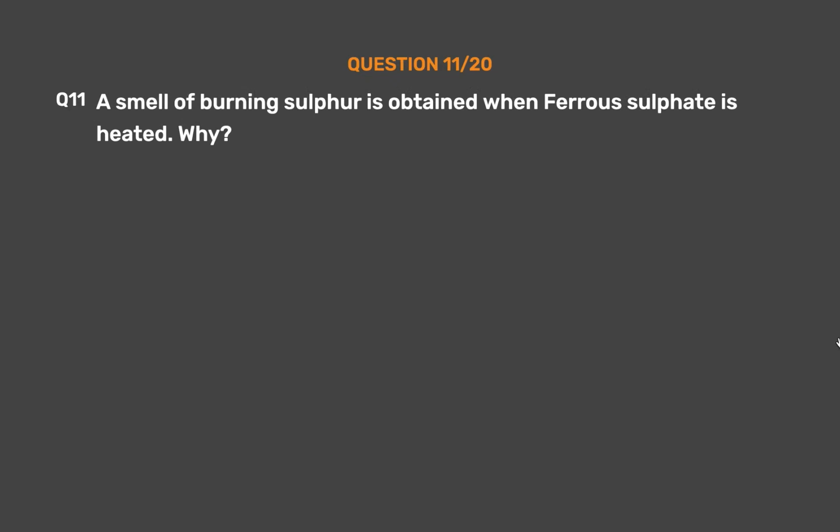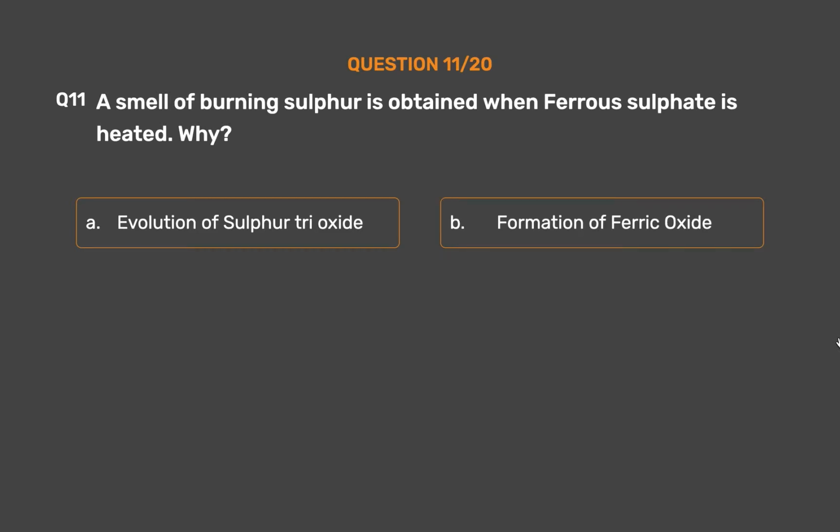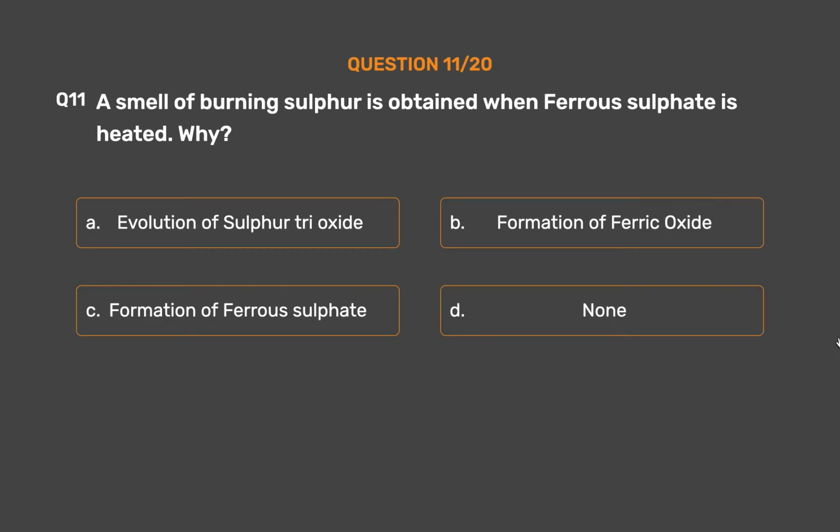Question number 11. A smell of burning sulphur is obtained when ferrous sulphate is heated. Why? Option A. Evolution of sulphur trioxide. Option B. Formation of ferric oxide. Option C. Formation of ferrous sulphate. Option D. None.